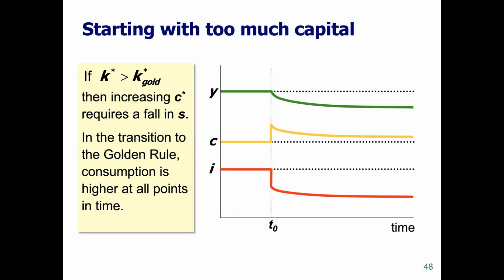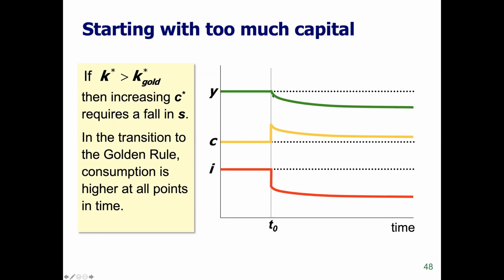So we know your consumption is higher initially just because you're saving less with the same level of output per worker. And we know that your consumption is higher in the very long run, after capital is adjusted, because that's the definition of the golden rule. So if you start with too much capital, it's really fun. You have higher consumption here, you have higher consumption later.